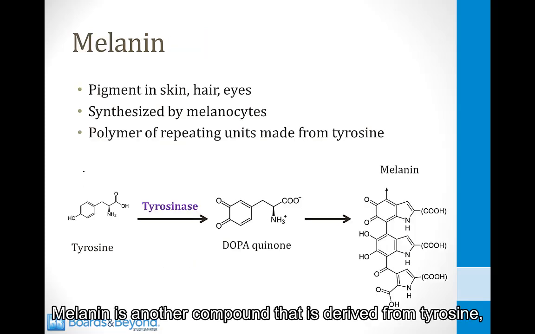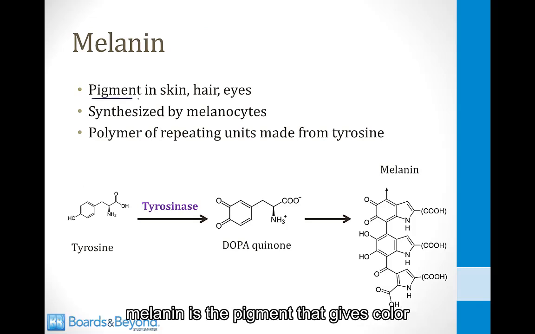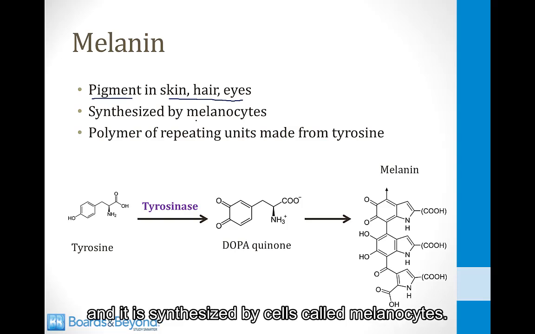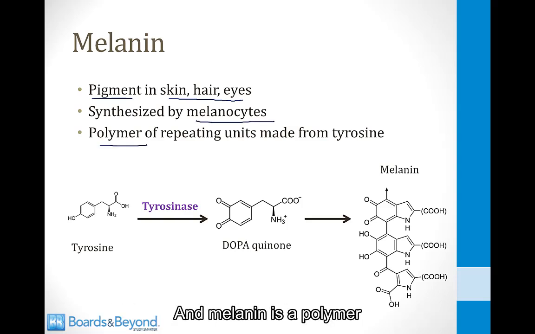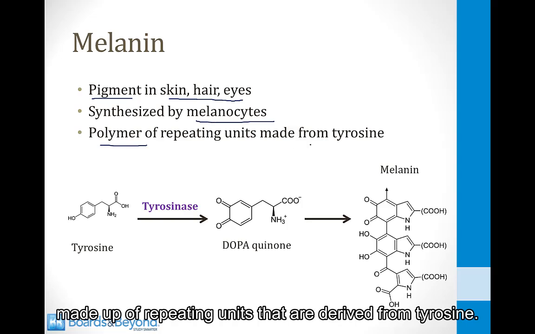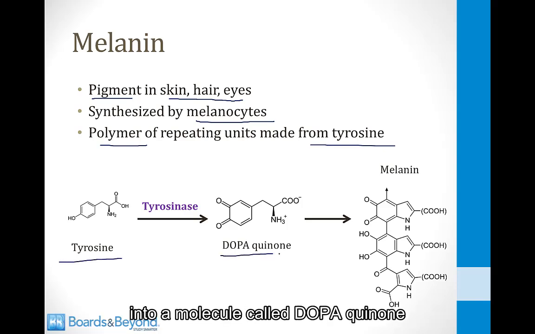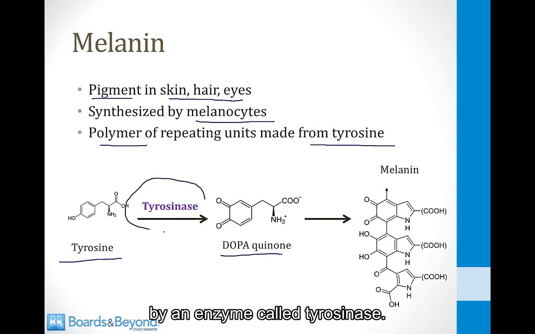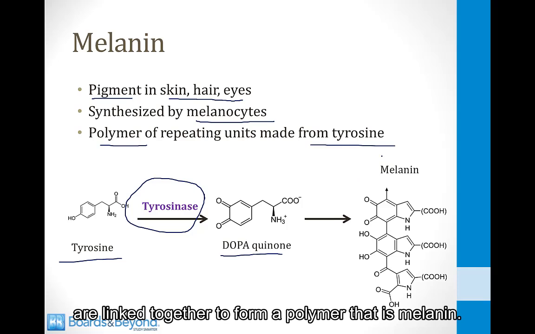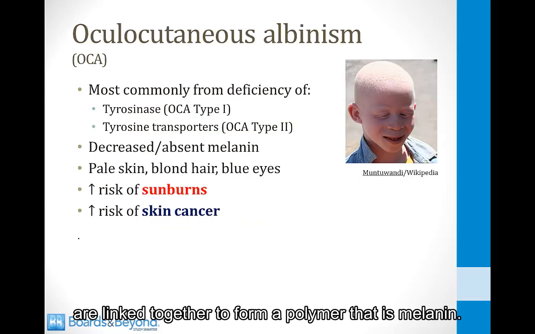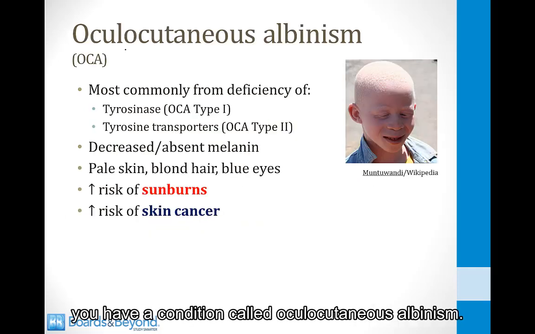Melanin is another compound that is derived from tyrosine. Melanin is the pigment that gives color to your skin, your hair, and your eyes, and it is synthesized by cells called melanocytes. And melanin is a polymer made up of repeating units that are derived from tyrosine. Tyrosine is first converted into a molecule called dopaquinone by an enzyme called tyrosinase, and then molecules of dopaquinone are linked together to form a polymer that is melanin. When you are deficient in melanin, you have a condition called oculocutaneous albinism.